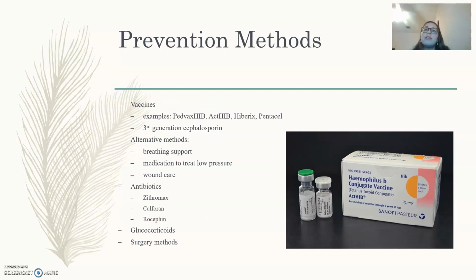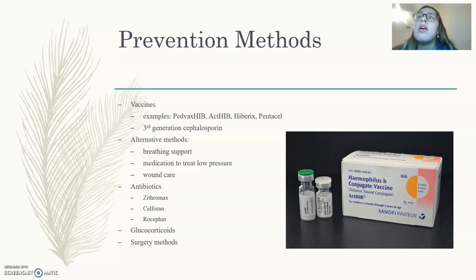So prevention methods. These methods include vaccine and antibiotics. Those are the most primary, and there are others which include alternative methods, glucocorticoids, and surgery methods. Surgery methods will mainly deal with the drainage of certain parts of the body. Glucocorticoids are only used in immunodeficient patients and usually young kids.